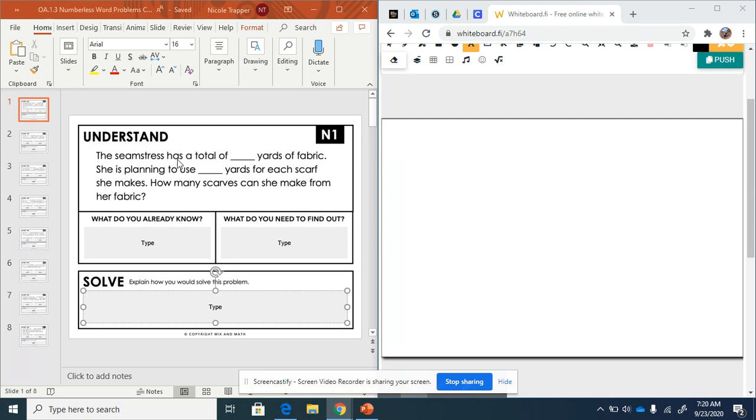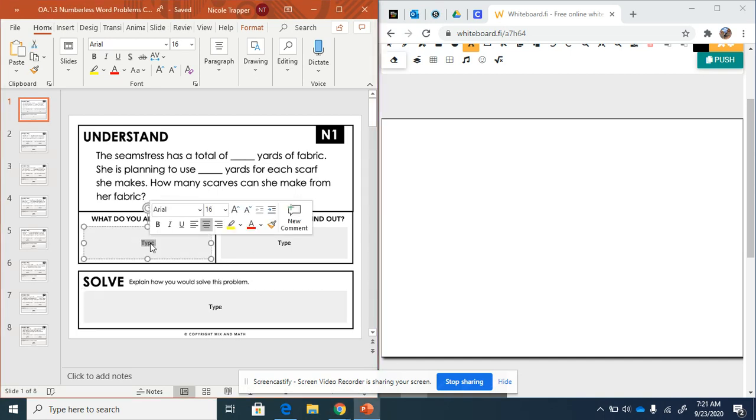It says, the seamstress has a total of blank yards of fabric. She is planning to use blank yards for each scarf she makes. How many scarves can she make from her fabric? So the first question says, what do you already know? So I already know that she has some fabric and she wants to make scarves from the fabric.